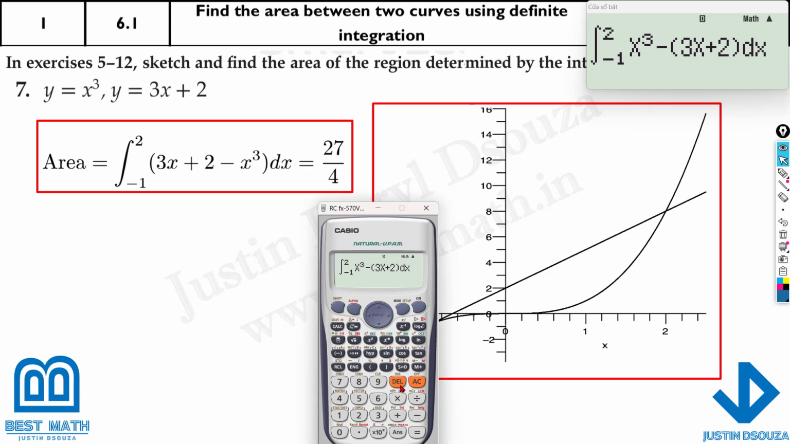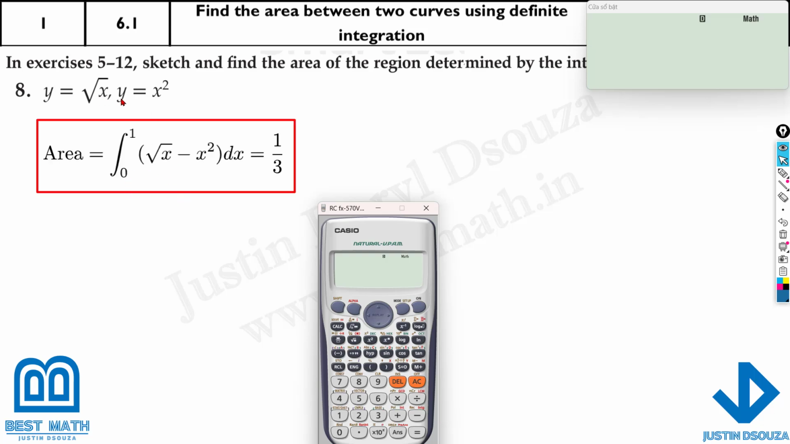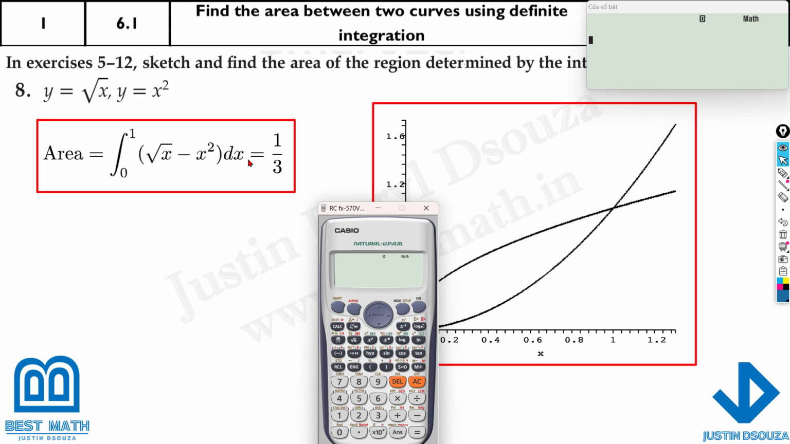So in fact, even over here in the graph, you can see the linear function is above. So up minus down. What is down? It's x cubed. So that's the correct answer. I hope this is clear. Pretty straightforward problems. Even this one can be solved by yourself. It's not that big a deal. You just have to equate it, find the limits, and then put it over here.